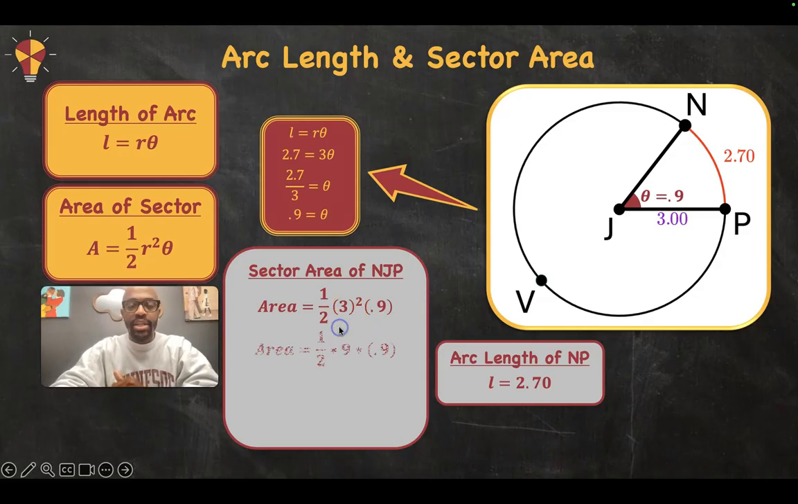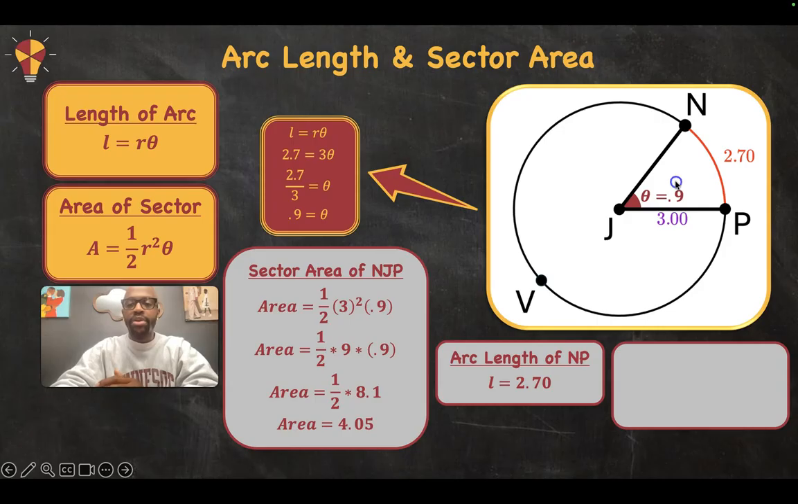3 squared is 9. And then once you multiply everything together, you get 8.1 times 1/2, which is 4.05. So that's the area of this sector. Notice how you were originally given the radius and the arc length here, and you had enough information to go back and find the sector area. So now we're going to be looking at the major arc. So we're going to be looking at the arc length of NVP. We're looking at the other side.